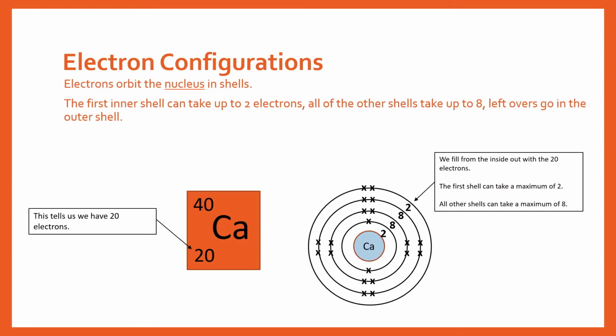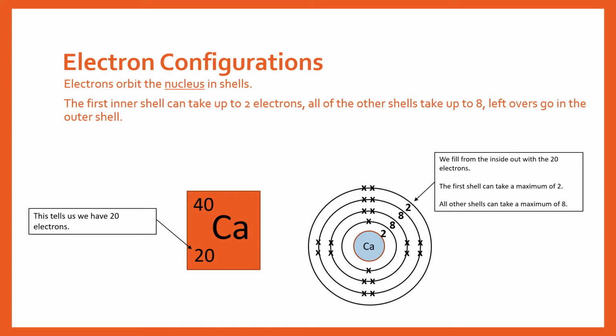So first of all then, electrons, we need to understand that electrons orbit the nucleus in shells. If you're not quite sure about this, you can link back to a previous lesson on the atomic structure, which shows us the structure of the atom, just to remind you of that. So electrons orbit the nucleus in shells.